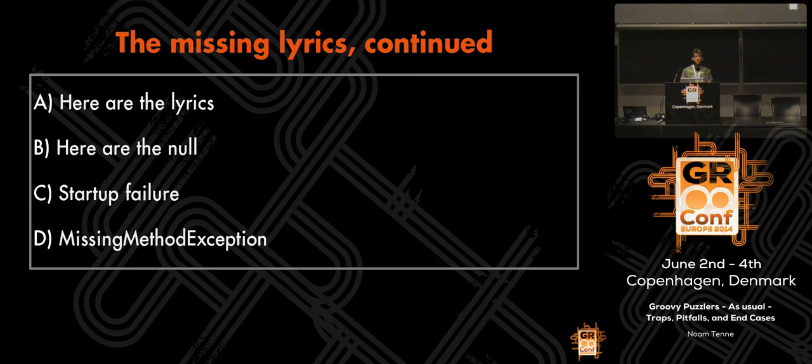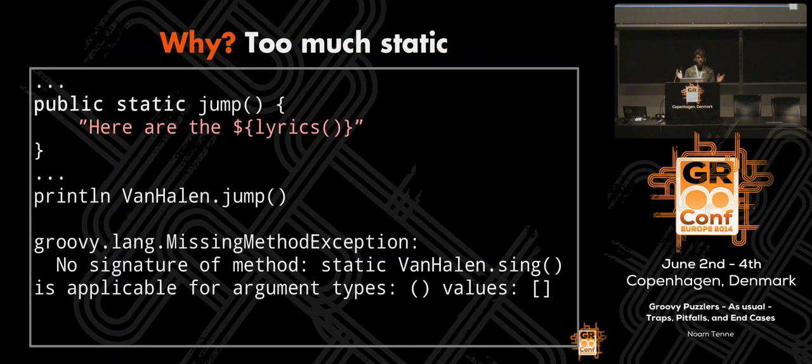Okay. Startup failure. It won't even compile. Maybe missing method exception. Okay. Missing method, and you were correct. Any guesses on why it was a missing method exception? Static, very good. We tried to invoke a non-static method on a static object. Obviously, the object wasn't created yet, so there's no methodMissing to catch it. So we get a missing method.